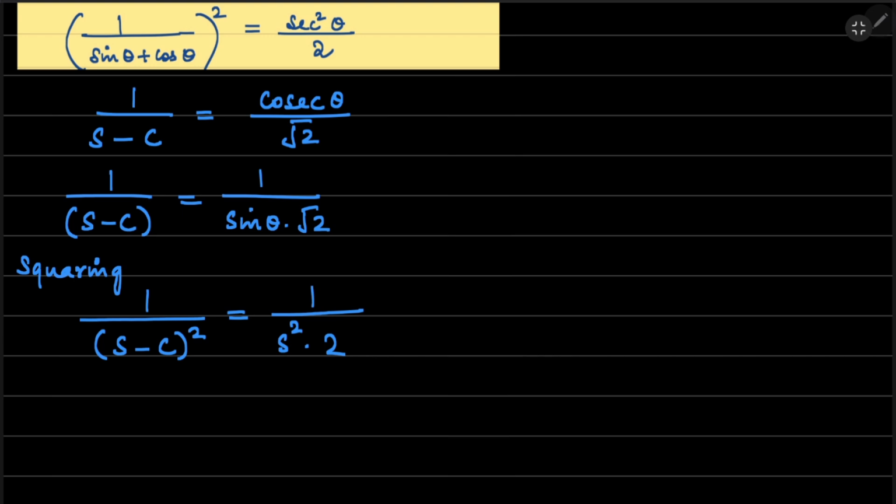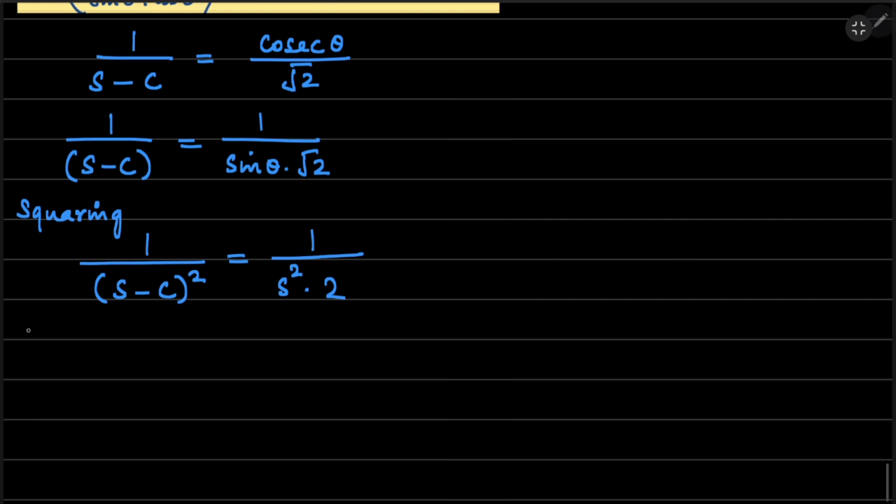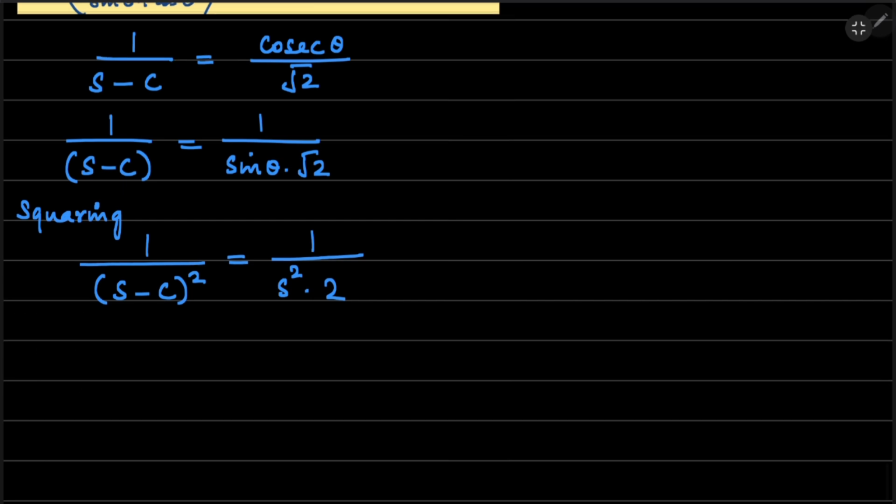When I square, sine theta becomes sine square theta and root 2 becomes root 2 the whole square, which is 2. Now I will take the reciprocal, or even if you cross multiply, it's going to be the same. So when you cross multiply, what do you get? You will get sine theta minus cos theta the whole square is equal to sine square theta multiplied by 2.